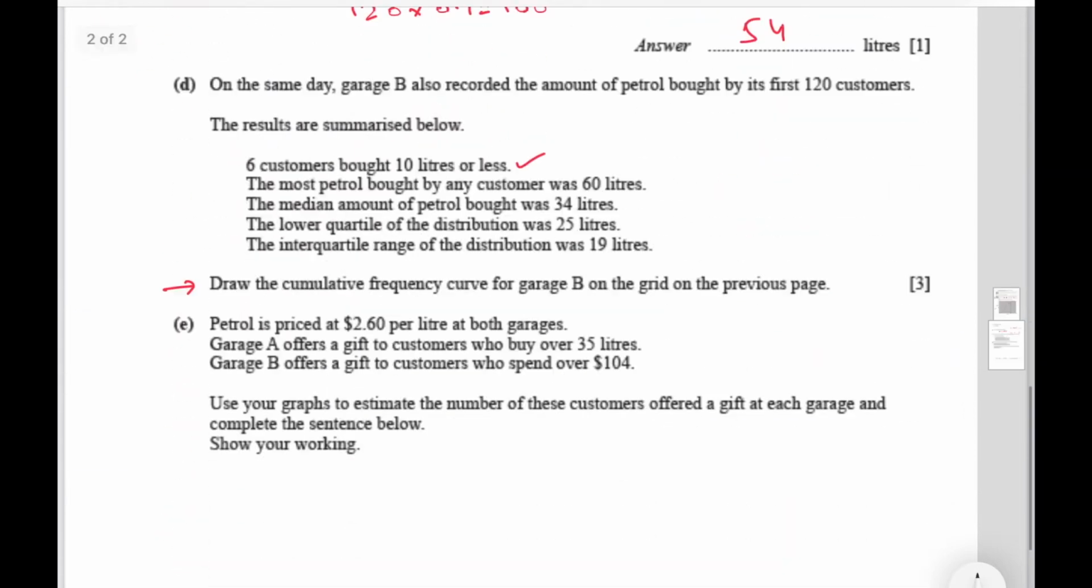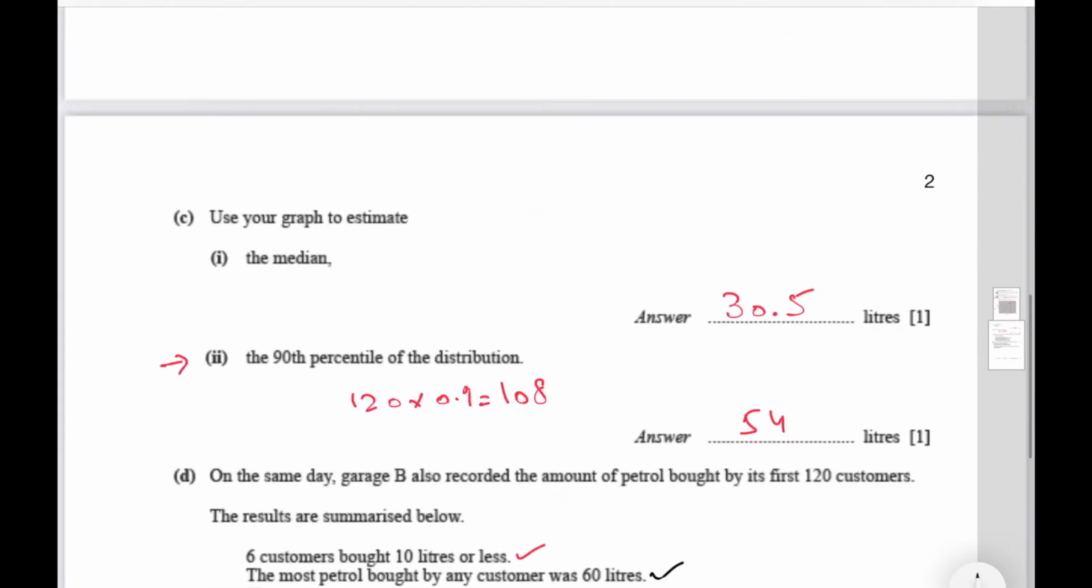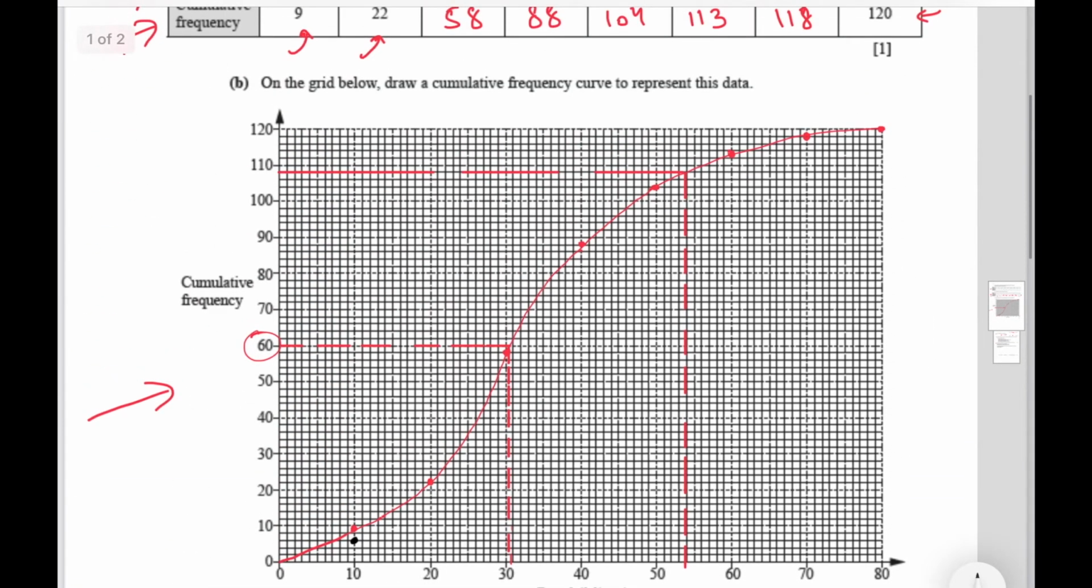Okay. The next one, let's do this. The most petrol bought by any customer was 60 liters. That means the highest amount of petrol distributed amongst 120 customers was 60. So you put a dot over here. One second. Is this correct?